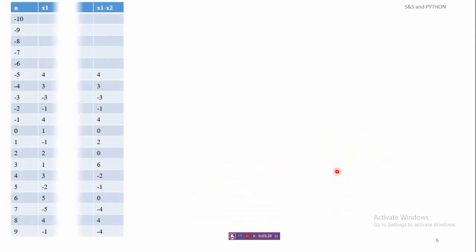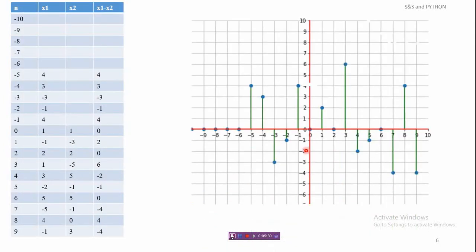So now let us consider finding the difference between the two. Again consider the same table with n, x1 and x2. Now we have to find the difference x1 minus x2. So consider these samples. At each sample find out what is the value of x1, what is the value of x2 and subtract x2 from x1.